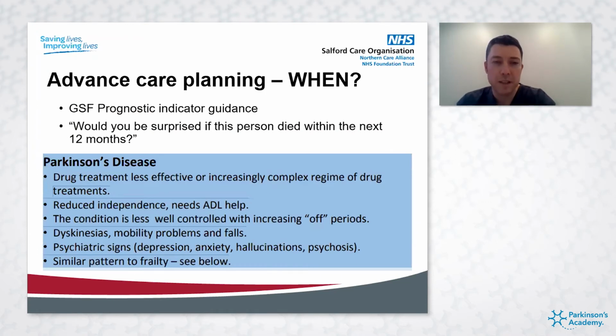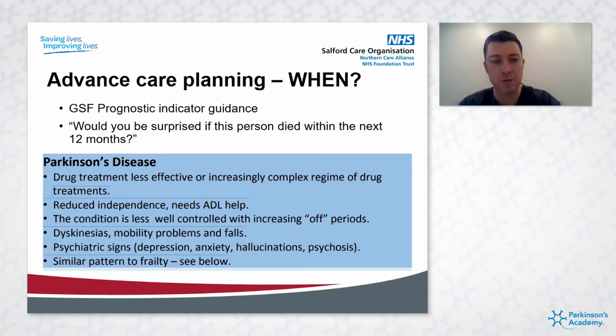If we're looking at specific guidance, a lot of you may be familiar with this already. There are guides for what we should be looking at in patients with lots of different health conditions. This is from the Gold Standards Framework prognostic indicator guidance. One of their first questions is, would you be surprised if this patient died in the next 12 months? If the answer is no, then absolutely look at elements of advanced care planning that the patient wants to undertake.